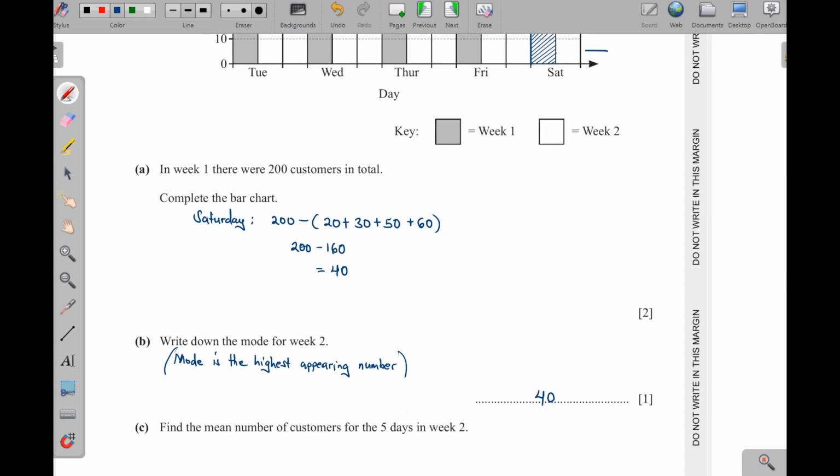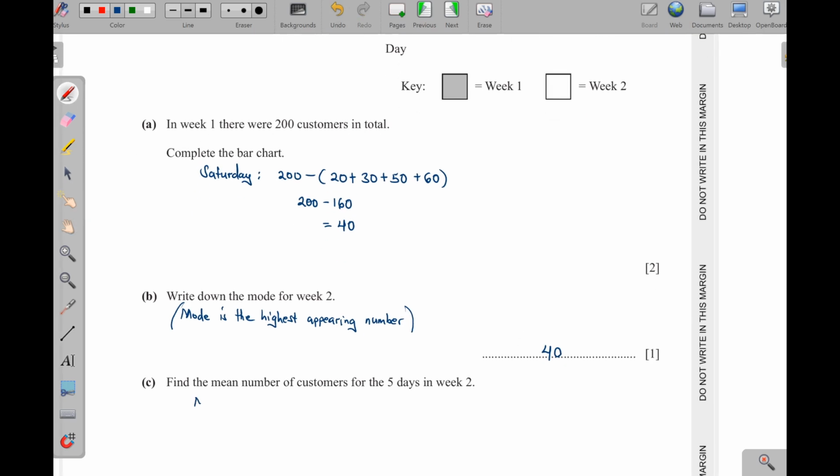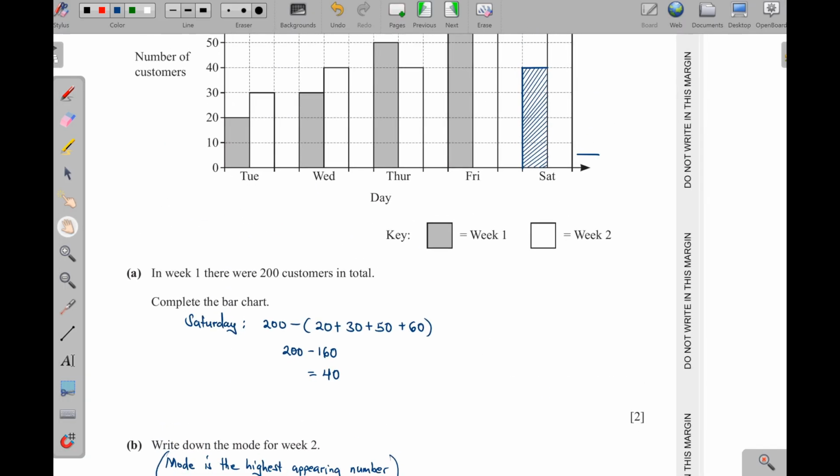As simple as that. Then part C, we have to find the mean of the customers for the 5 days in week 2. So for the mean, we add all of those values, the summation, divided by how many they are. For week 2, the unshaded, we are seeing 30 here, 30 here, 40, and also here 40.